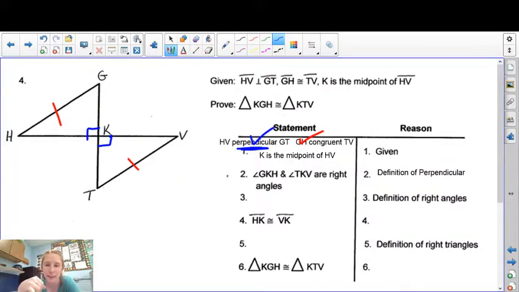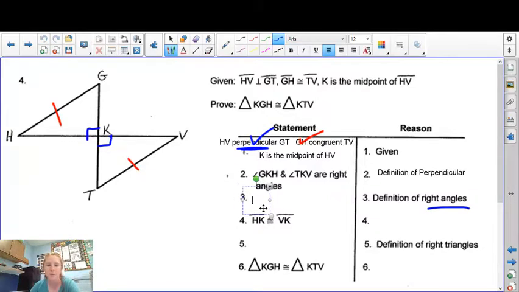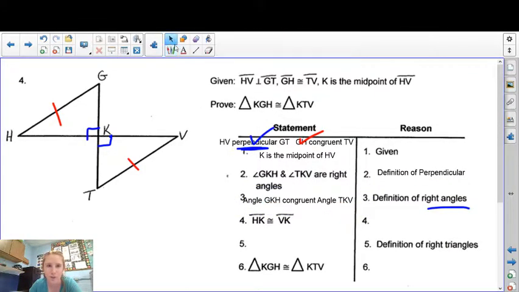Okay, I can't get to midpoint yet because I said something about right angles. So because of that, we know that right angles are all equal. So angle GKH is congruent to angle TKV. Why? Because all right angles are equal to each other. Cool. Use that perpendicular stuff twice. Yes.